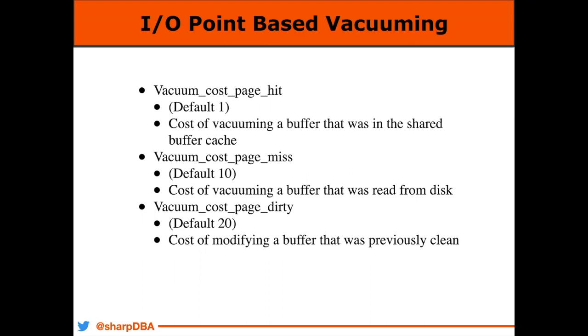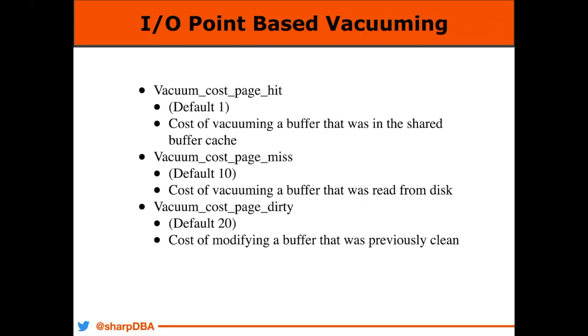So your vacuum cost page hit, that's the cost of vacuuming a buffer that was in the shared buffer cache. This is only 1 point, not a crazy big deal. A page miss is what it sounds like. Cost of vacuuming a buffer that had to be read from disk. And then the cost of page dirty, so the cost of modifying a buffer that was previously clean. This is 20 points.